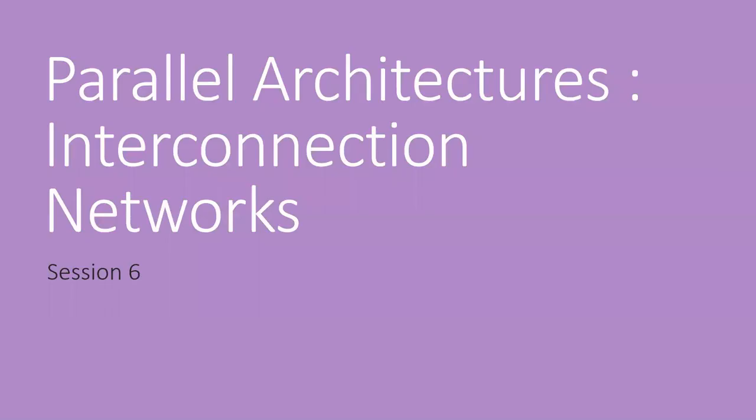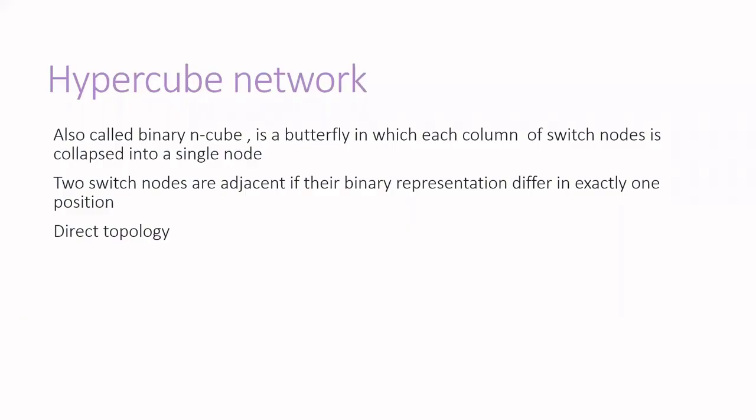We are moving on to the last part of the series of parallel architectures. Today we will see the hypercube network. The word cube itself implies that it is a three-dimensional network. It's a direct topology, indicating that the number of switch nodes is equal to the number of processors.